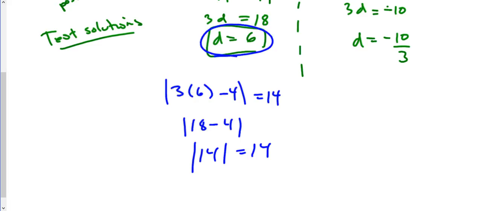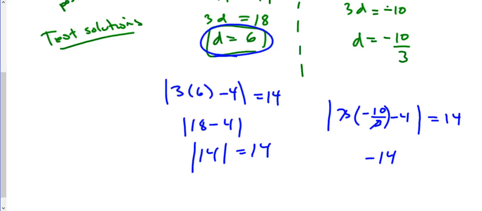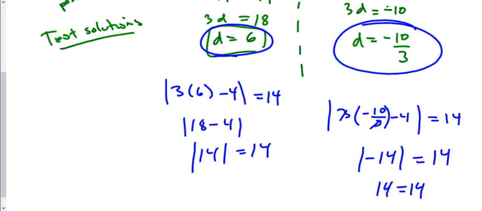Do the same thing over here. We're going to have 3 times negative 10 thirds, right, minus 4. Absolute value, that has to equal 14. Okay, this and this will cancel out. We're at negative 14. All right, which is going to be working out. So we have 14 equals 14. So this is a possible solution. So far, so good. Everything is working out just fine.